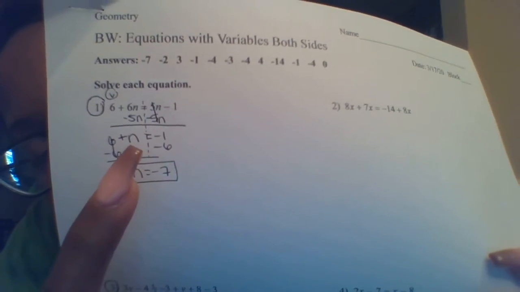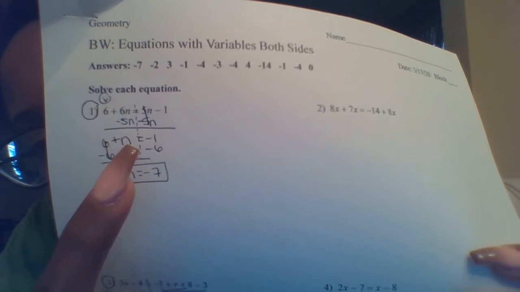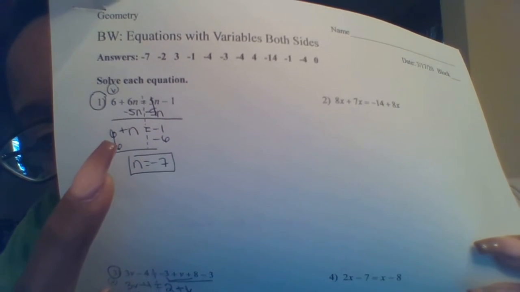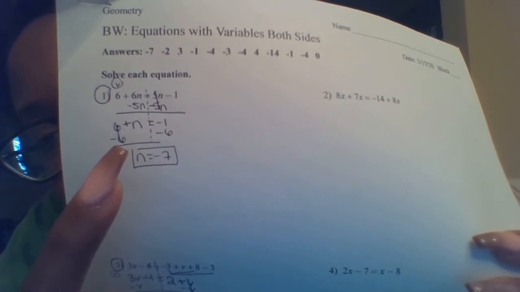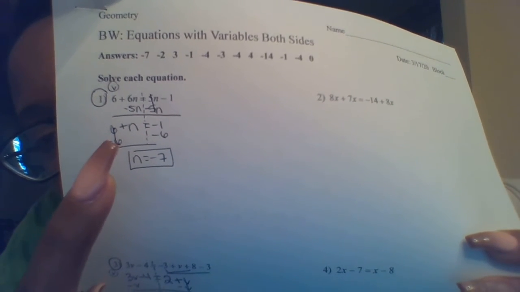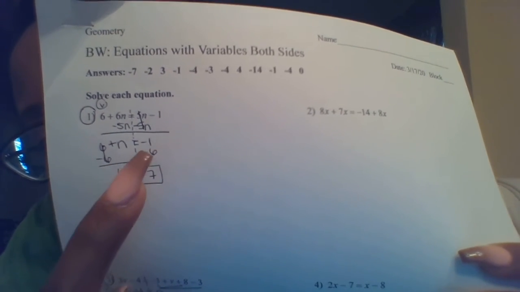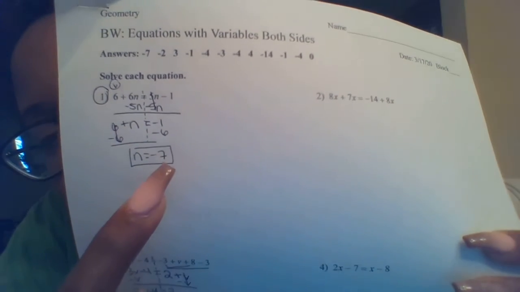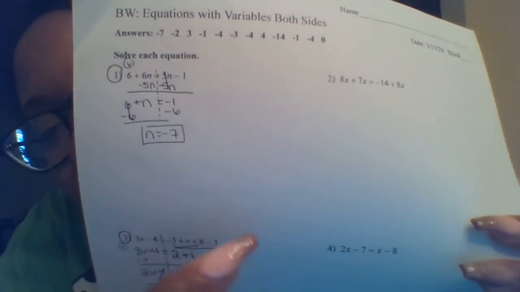So now to get n by itself, we want to move this 6. So again, keep in mind this plus sign is attached to this n, so this is a positive n. There's no sign in front of the 6, so we can assume that it is a positive 6. Because it is positive 6, you want to subtract 6 so that it cancels to 0. Positive 6 minus 6 gets us 0 plus n, which is just n. We have to keep the equation balanced by subtracting 6 on both sides. So now we're doing negative 1 minus 6, which gets us negative 7. So our final answer for number 1 is n equals negative 7.